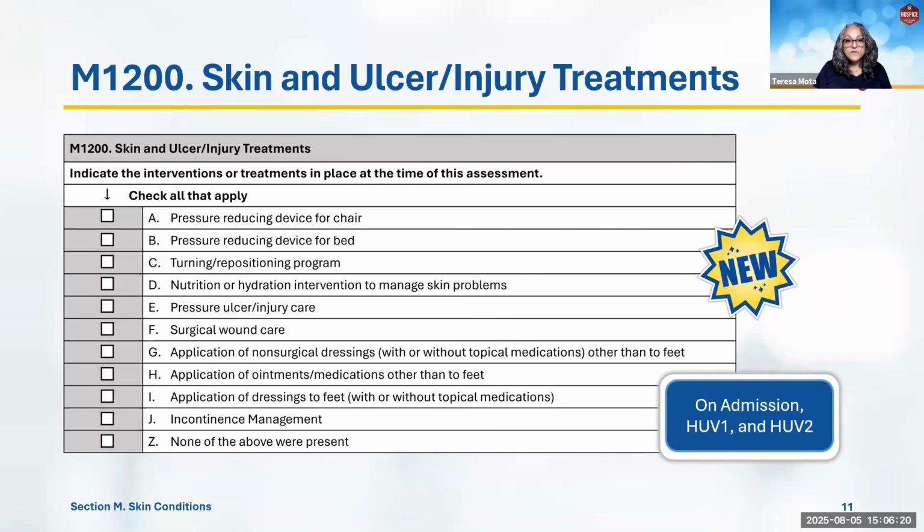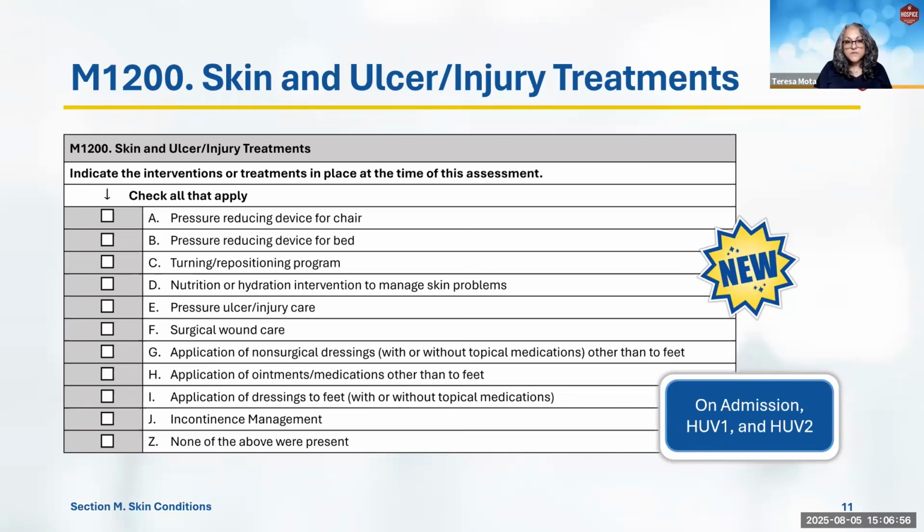The next item is M1200, and it indicates all the skin and ulcer injury interventions or treatments required and in place at the time of the assessment, which can be on admission, HUV1, and/or HUV2. To complete this item, review the medical record, including treatment records and healthcare provider orders for documented skin treatments. Ask the patient, caregiver, and responsible party about any wound treatments. For patients living in a facility, speak with direct care staff and the treatment nurse to confirm conclusions from the medical record review.